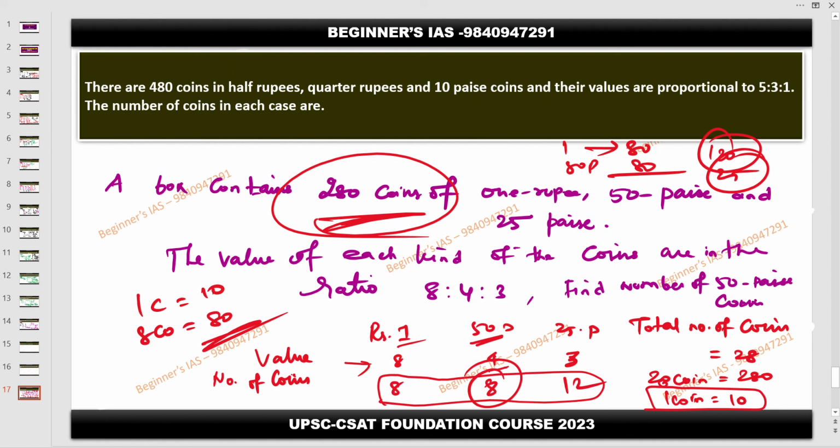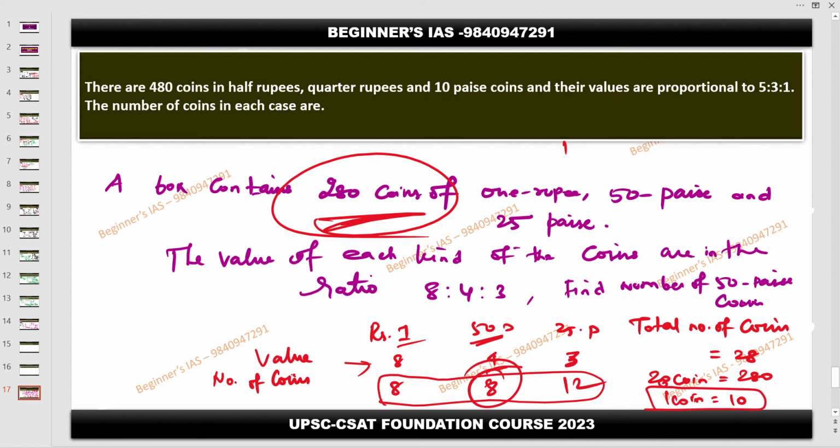No means no, yes means yes. Simple. Understood? If the question is dealing with the number of 50 paise coins, then you have to multiply with respect to this one. Similarly, just do it with the 480 coins. Surely you will get the answer.